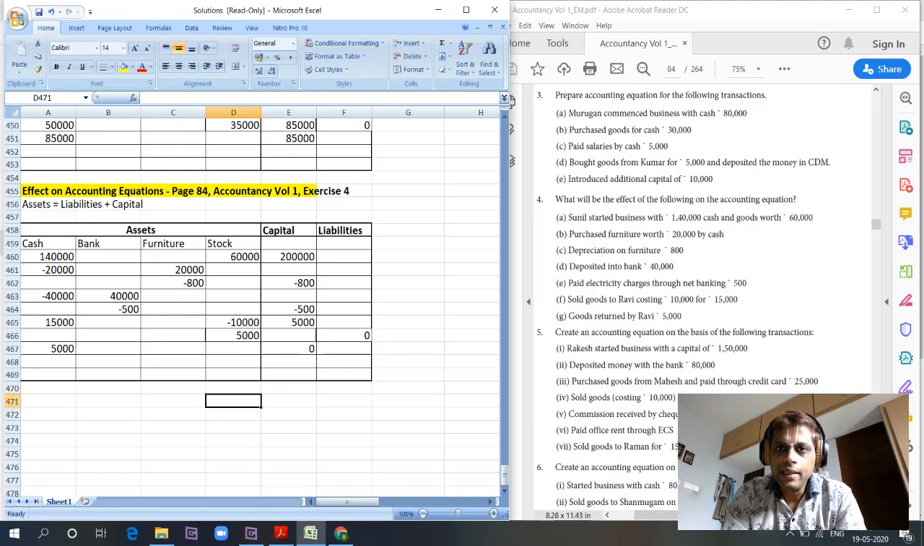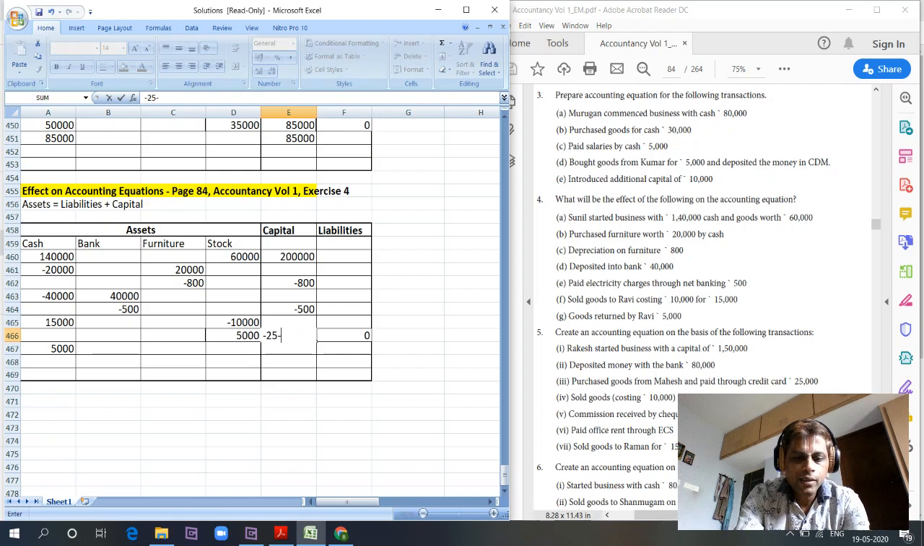Am I making it clear? 10,000 rupees worth of goods is sold for 15,000 and goods returned by Ravi for 5,000. Ravi is returning the goods worth 5,000 rupees back to us. So it is a sales return, right? So 5,000 rupees worth of goods has a sale value of 7,500 rupees. So it will have an impact on profit of minus 2,500 and the cash balance is reduced by 7,500.